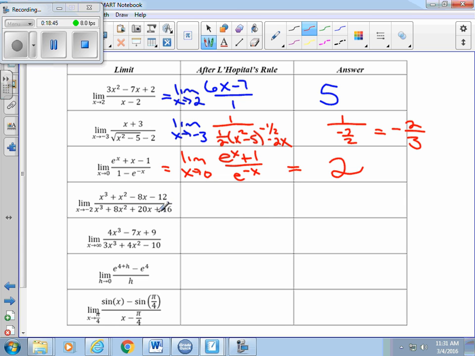Okay, let's look at the next one. What do you do first? Plug in negative 2. Left-hand side of the room, plug it into the top. Right-hand side of the room, plug it into the bottom. What if it's not 0 over 0? Well, if it's a number over 0, then it's not existing. Okay, well, we need to know, don't we? Because if it's not 0 over 0, does L'Hopital's rule work?